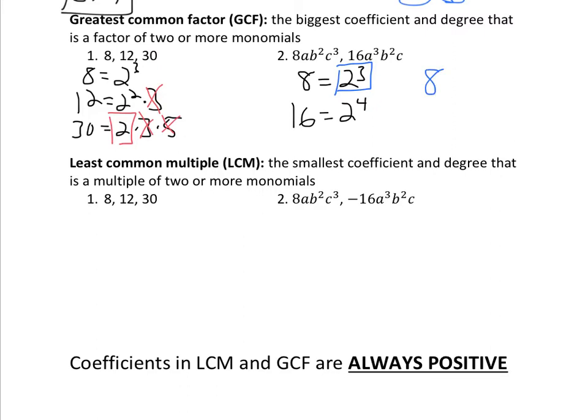Now, what to do with the variables? Well, the same exact process as with these common factors. You just take the common variables. So a, b, and c all appear in all of them. If d just appeared in one but not the other, you wouldn't be able to use d in the greatest common factor, okay? So these are just common ones. For each one, you take the smallest exponent. So for a, the smallest exponent is 1, so a. For b, the smallest exponent is 2, so b squared, and for c, the smallest exponent is 1. So the GCF is 8ab squared c.